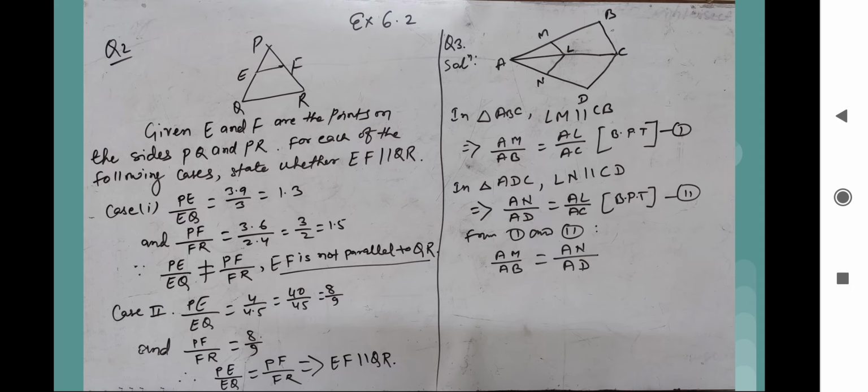Now we compare the first and second. Here students, AL by AC, look at the right hand side of the first and second equations, both are equal. So in any two equations, if the RHS are equal, the LHS must be equal. That's why from the first and second, AM by AB, the LHS of the first equation, is equal to the LHS of the second equation, AN by AD. This is fine students.